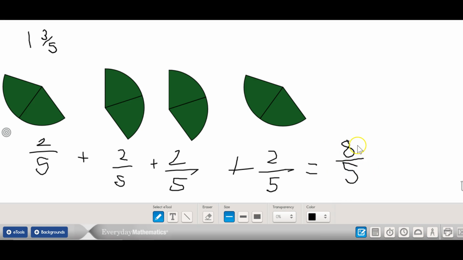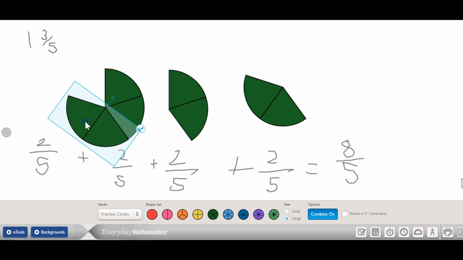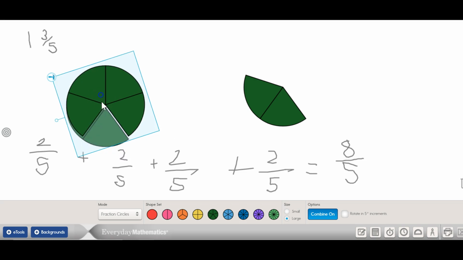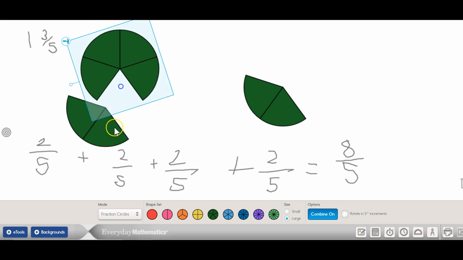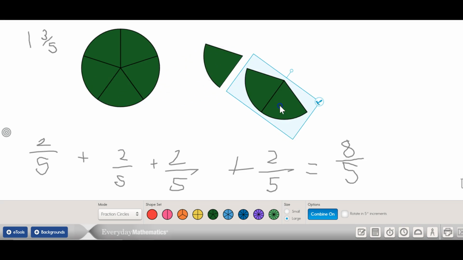This is a fraction greater than 1. And if I put my fifths back together, I can see that it is equivalent to 1 and 3/5.